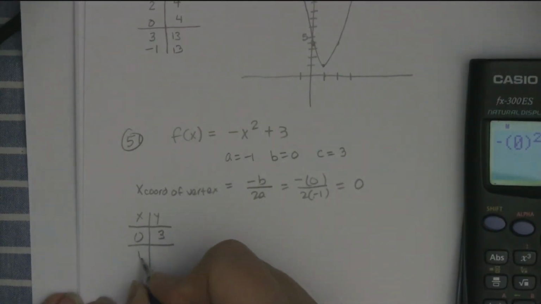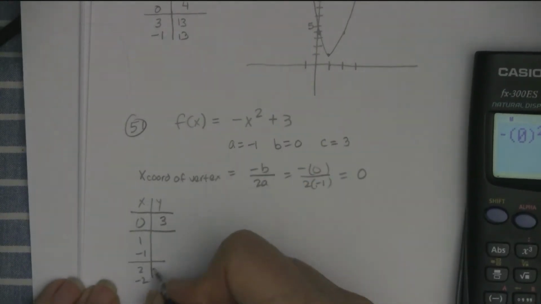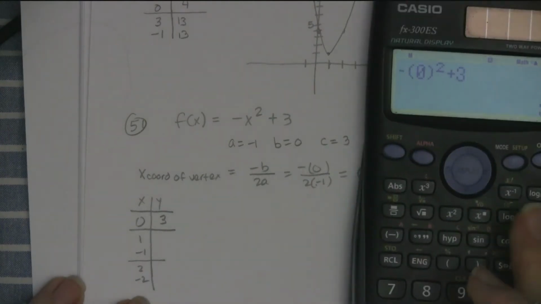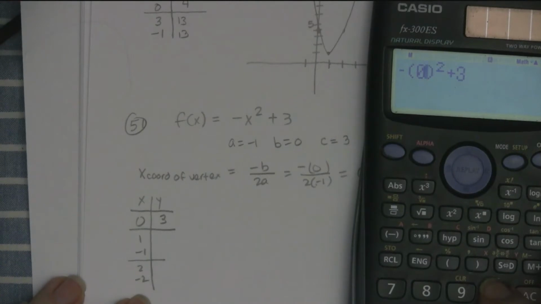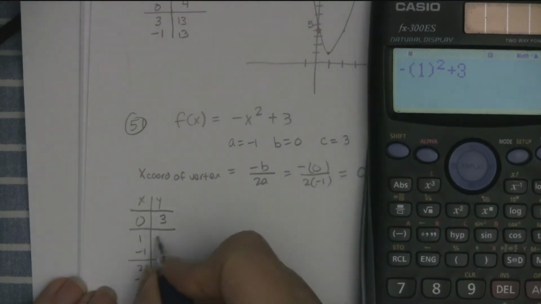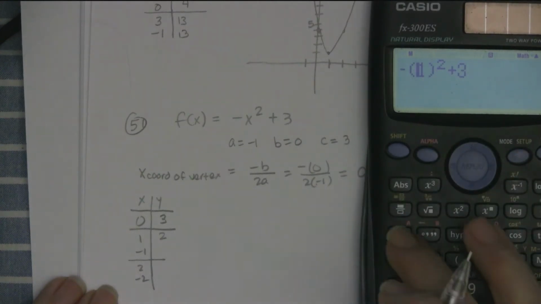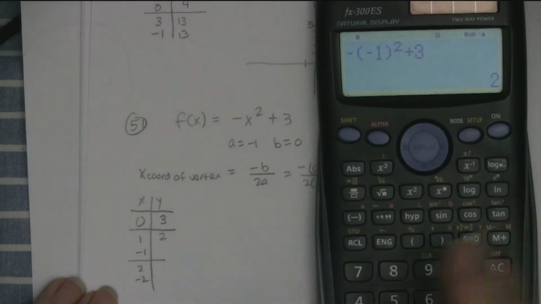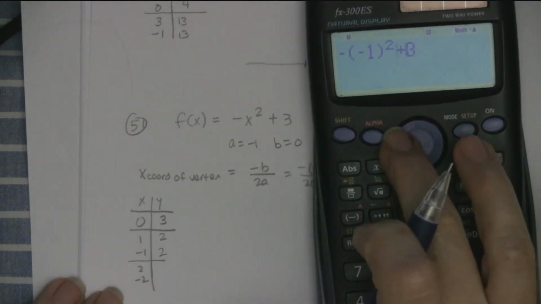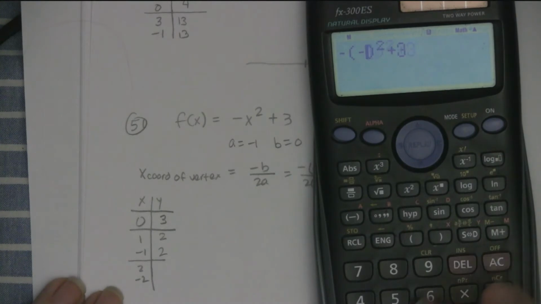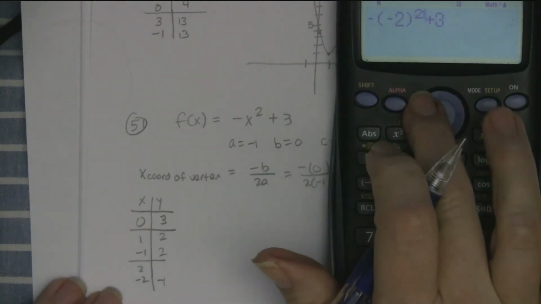Now I'm going to add 1 and take away 1. I'm going to add 2 and take away 2 to get some convenient points. And when I put in 1, I get 2. And when I put in negative 1, I ought to get the same value, because of symmetry. And so I'm going to put in here 2. Actually, I have in here negative 2. I got negative 1. And then I'm going to put in here positive 2.